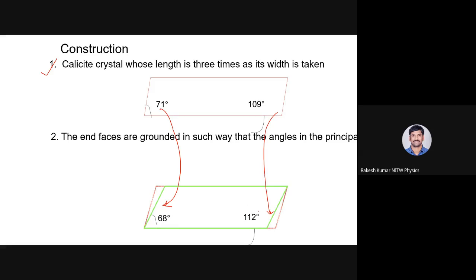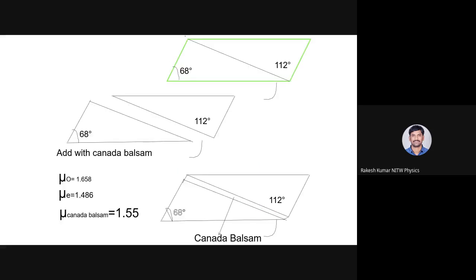Once you're done, you cut along the diagonal, along this particular direction. And now you join these two pieces using a Canada balsam material. If you look here, this is the Canada balsam material. Please listen, Canada balsam is a transparent glue material. And here is the important point. Please remember, this is a very, very important thing to remember.